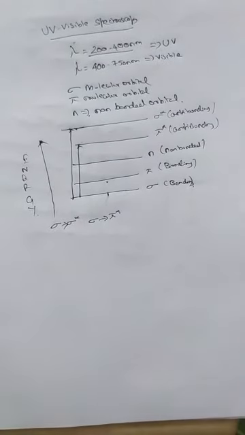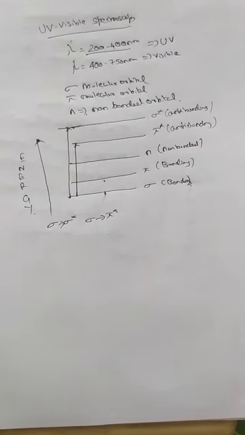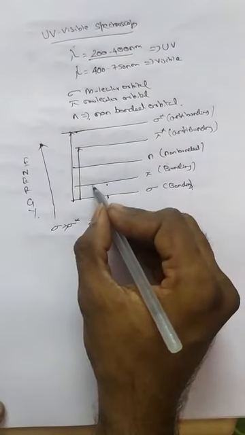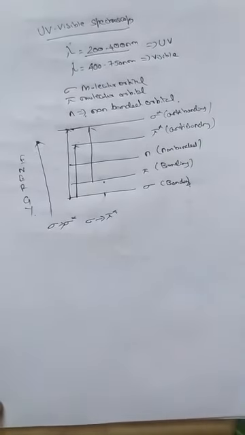We are talking about absorption spectroscopy. In emission, it will be the reverse. An electron from sigma star can jump to the sigma, or from pi star can jump to the sigma, and an electron from pi can go into the sigma star.